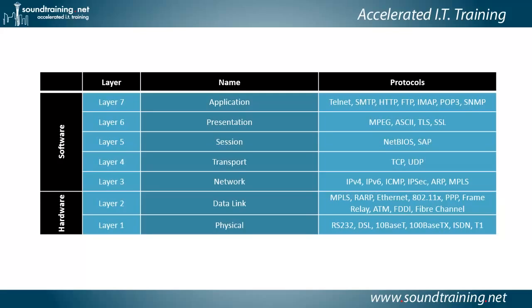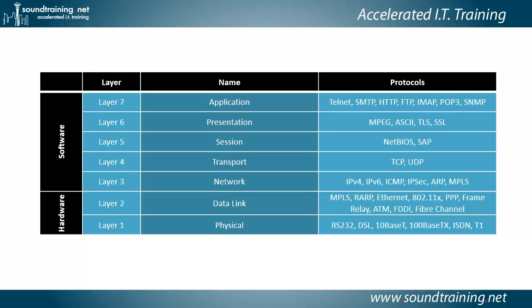Here are some of the protocols in the OSI reference model. This is not meant to be an exhaustive list, but it'll give you an idea of the protocols that operate at each of the layers. At the application layer, again, you find the network protocols like Telnet, SMTP, HTTP, FTP, IMAP, POP3, and SNMP. Then going down into the presentation layer, that's where we find MPEG. ASCII characters are defined here. Also, transport layer security is defined here, as is secure sockets layer.